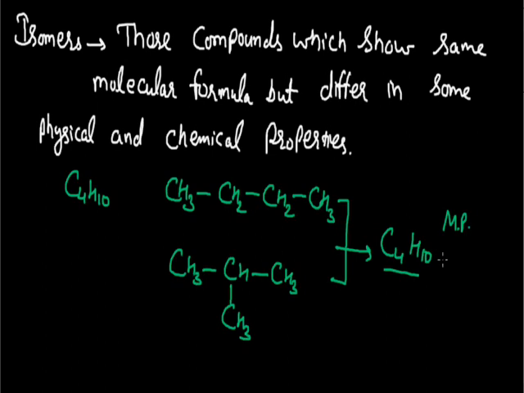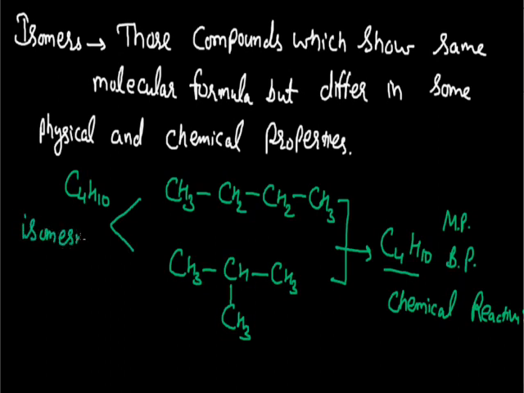Like they will be having different melting point, different boiling point, and if we talk about their chemical behavior, they will be having different chemical reactivity to the different reactants. Now, according to the above definition, these are the compounds which have the same molecular formula but different properties. So these two compounds can be termed as isomers, and the phenomenon due to which these compounds are having different isomers is termed as isomerism. This is the phenomenon we will deal with in this part today.